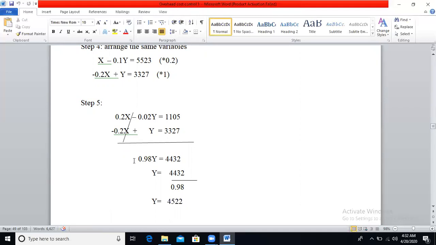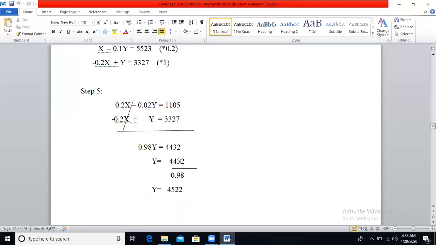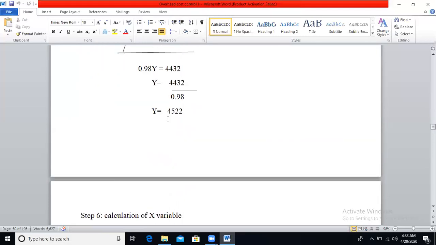Why we have considered plus positive sign here? Here 0.02 is lower than 1. That's why the bigger number sign will be considered. And 3327 plus 1105, you will get 4432. So Y is equals to 4432 divided by 0.98. You will get the Y value 4522.